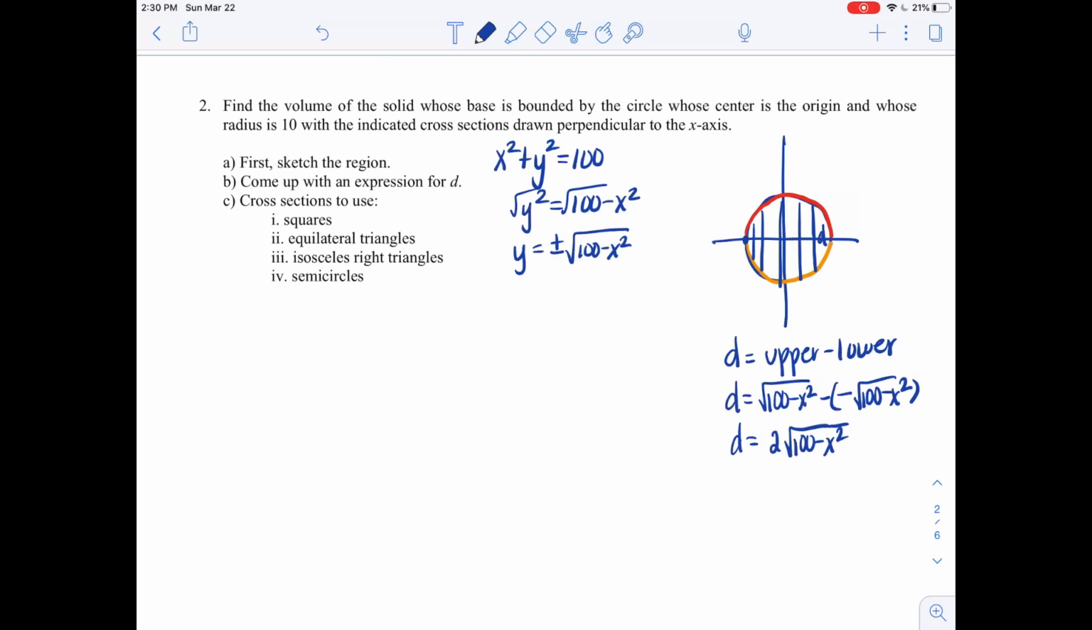Okay, so where does this start? Well, think about the fact that your circle has a radius of 10. What point would this be? This would be at negative 10, 0. All the way to the right would be at 10, 0. Well, those are now going to be the bounds of your integral.